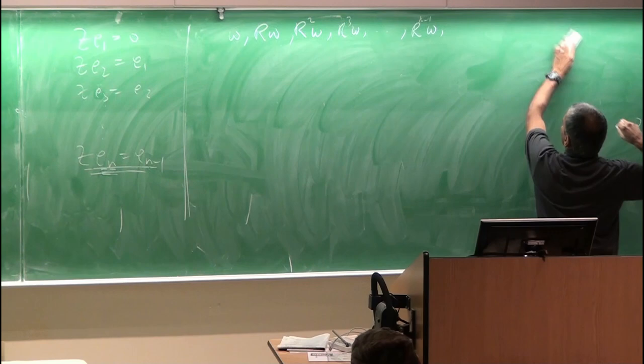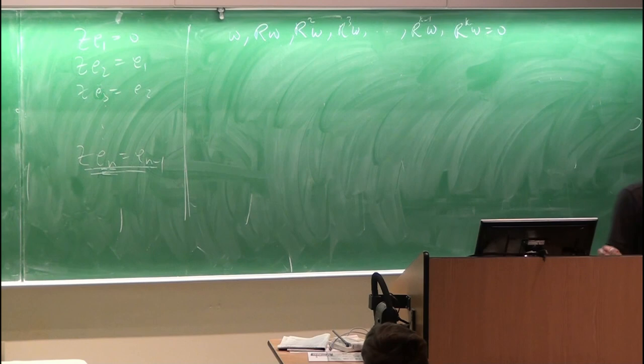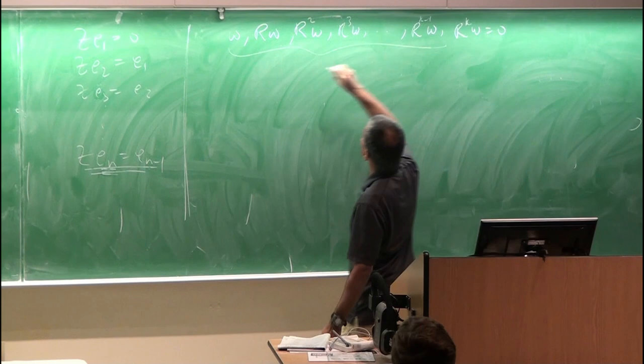And then of course my temptation is to form R to the K times w, but this is equal to 0 at that step. So you see we're getting a Krylov sequence back. So okay, this is again a Krylov sequence, right? So this is a Krylov sequence again.